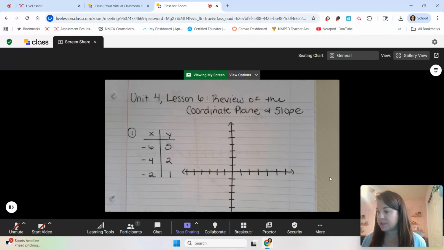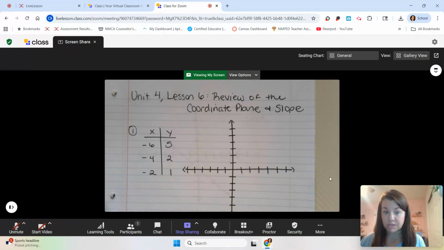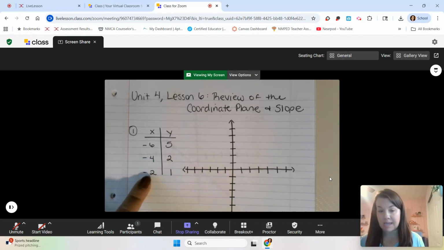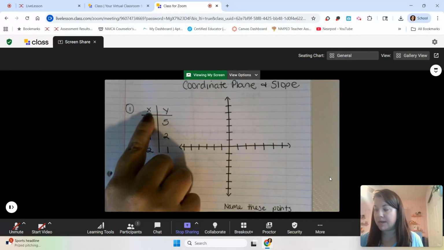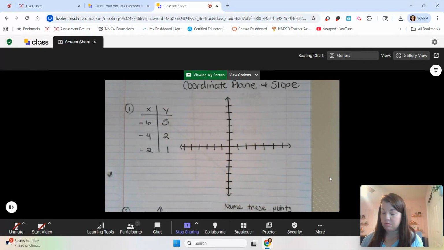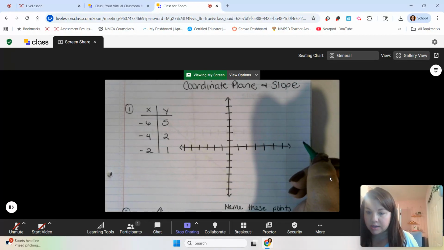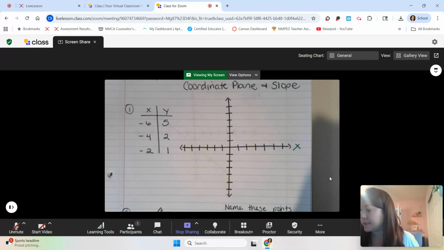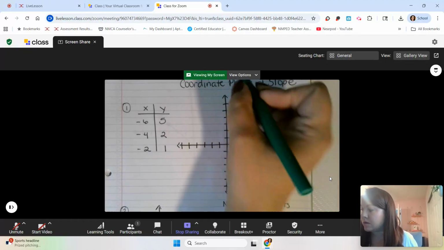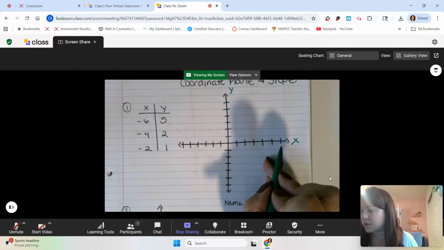With this first one, I'm just going to go straight into examples first off. You're given a table. From a table like this, we're given an x value and a y value. First off, the horizontal line on a coordinate plane is your x value, and the vertical line is your y value. Okay? And we can treat this like a number line.